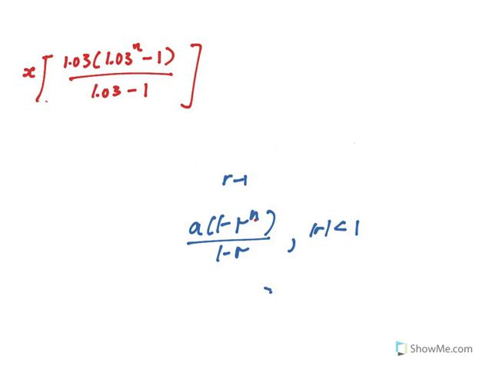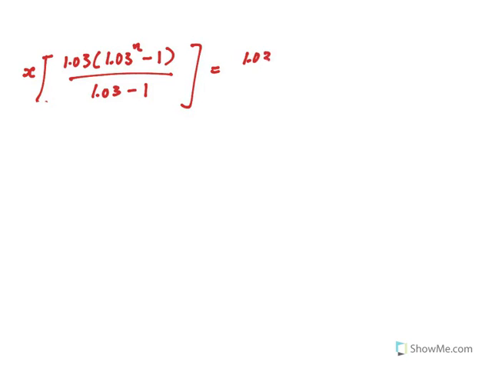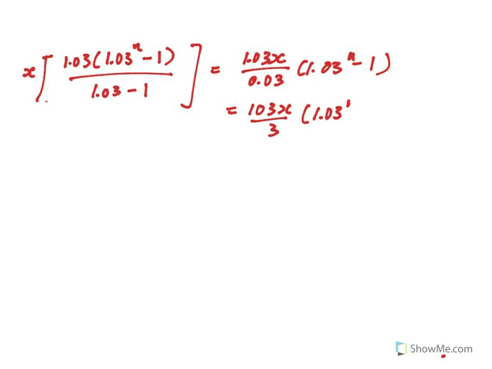Very quickly I'm going to erase. I want you to see that this is the amount that I have left, and if I simplify further, it gives 1.03x divided by 0.03 times (1.03 to the power n minus 1), which is the same as 103x over 3 multiplied by (1.03 to the power n minus 1). So that's part 1.